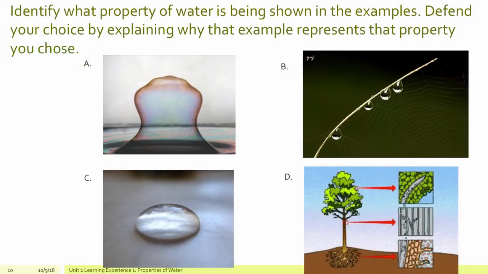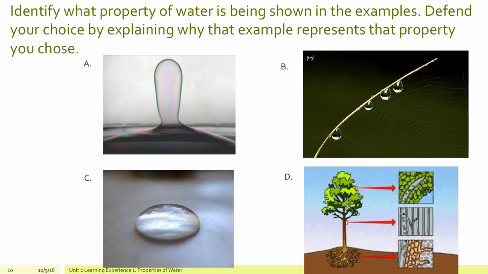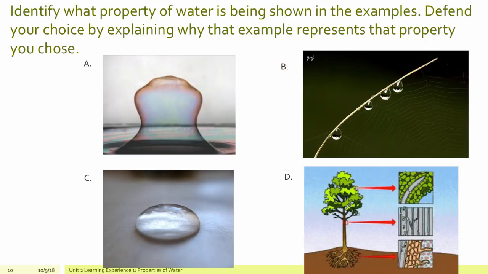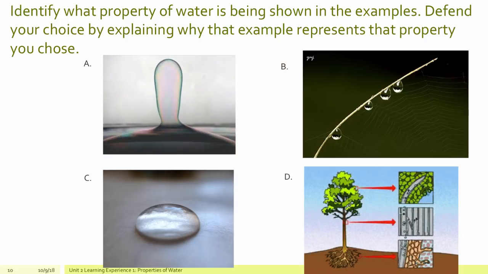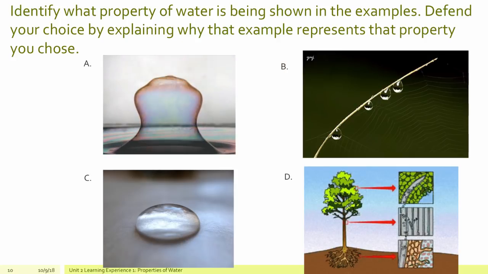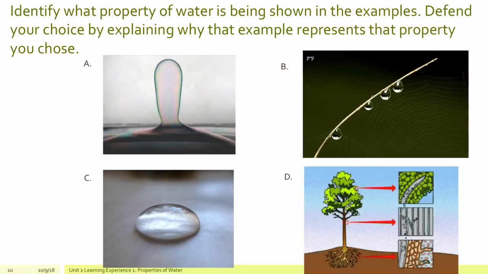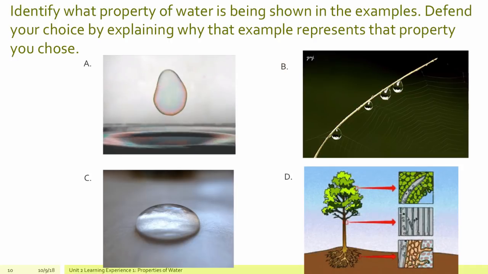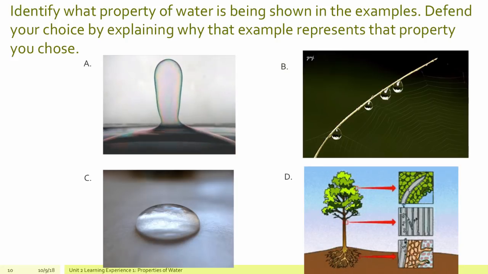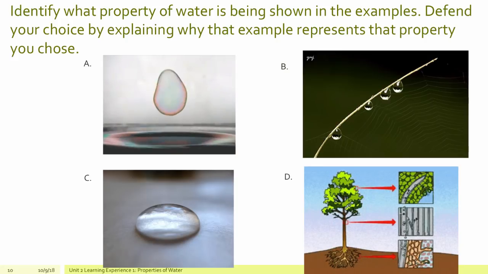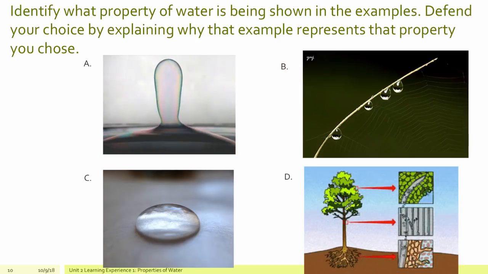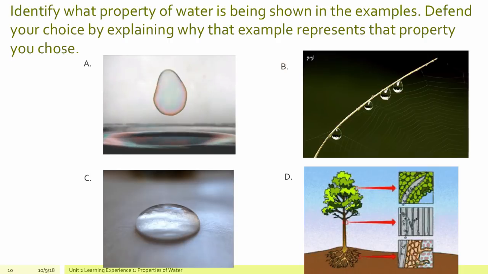For your homework, you just need to identify A, B, C, and D, what property of water is being represented in these images. There could be various different answers depending on how you defend it. Whatever property of water you think is occurring or being represented by the image, you need to tell me why by giving me a good example. For example, A is a bubble. What property of water fits a bubble? Give me a brief sentence or two defending why you chose that. And we'll talk about your answers tomorrow after warm-ups.